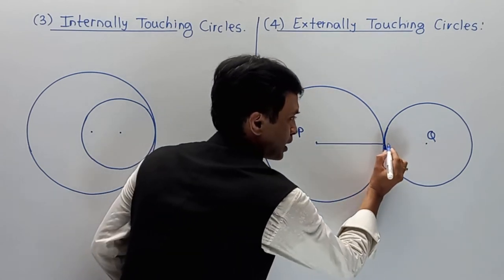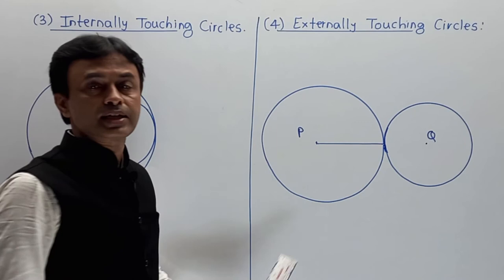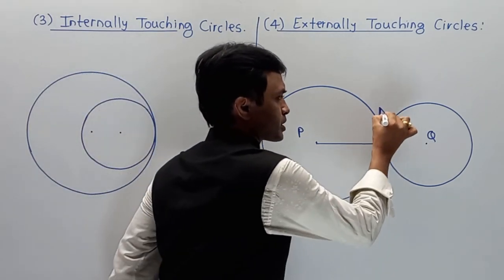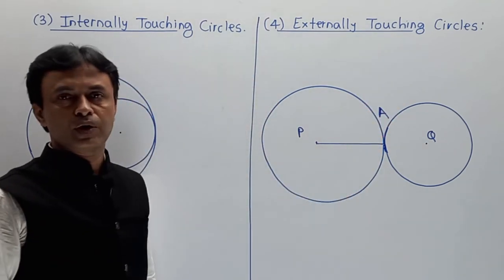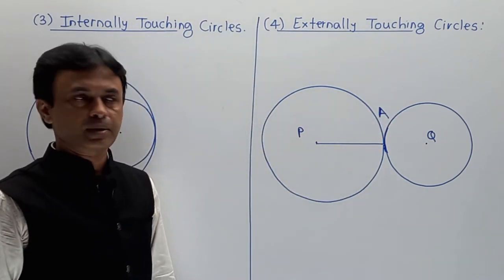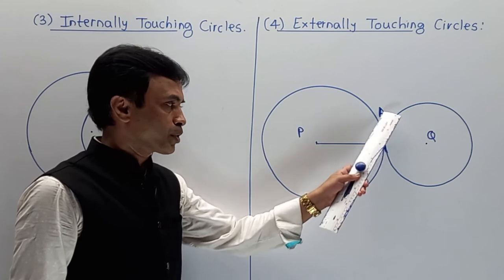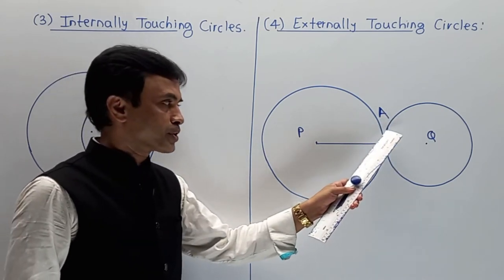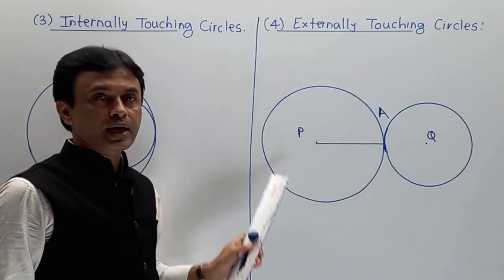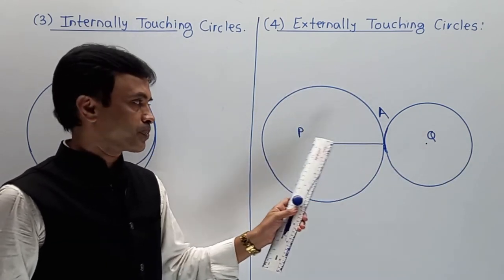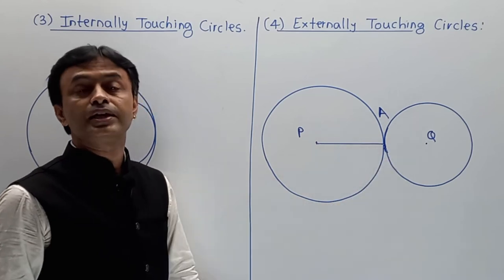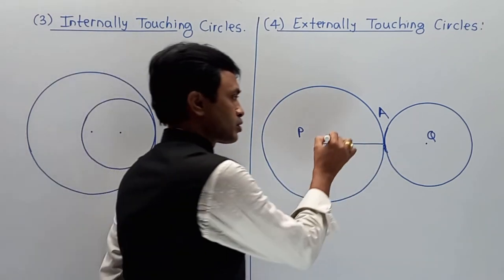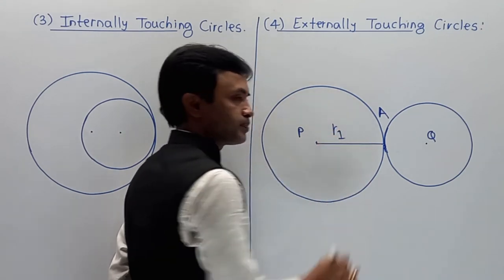let's say both circles touch each other externally, and their common point of contact is A. I am just taking a longer distance so that you can easily understand the point. Now P to A: A is the common point of contact of the first circle as well as the second circle. So PA is nothing but the radius of the first circle. As per the diagram, you can see that it is larger, so I'm going to denote it by R1.